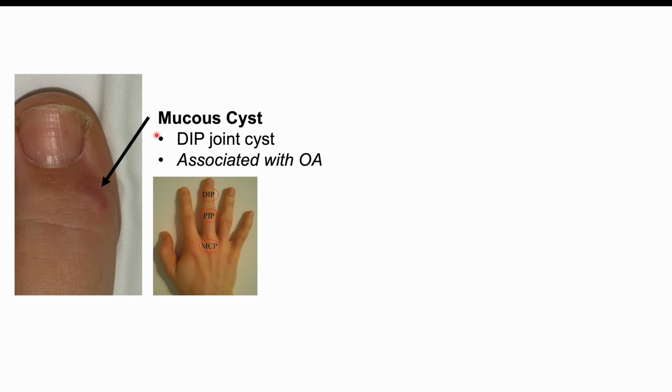Some other important points to make note of with regards to mucocysts is that unlike the other cysts where the overlying skin is not changed or altered, the mucocyst can lead to thinning skin over the DIP joint. And in some cases, the cyst can become so large that the nail itself, the nail bed, can be impacted and can lead to nail deformities. So these are two important differences with regards to this particular type of ganglion cyst compared to others.